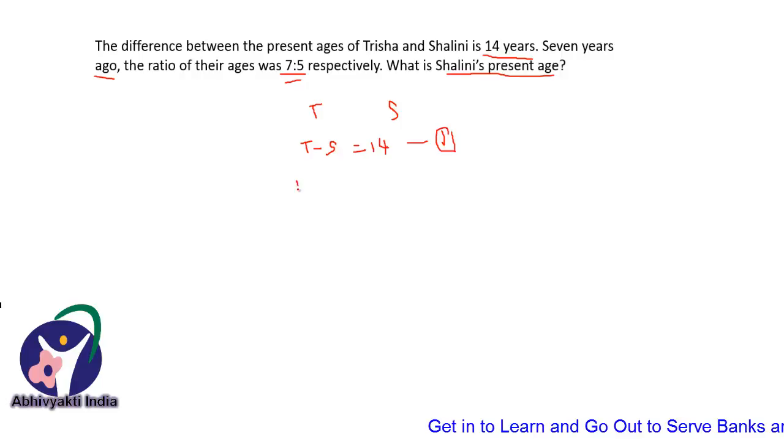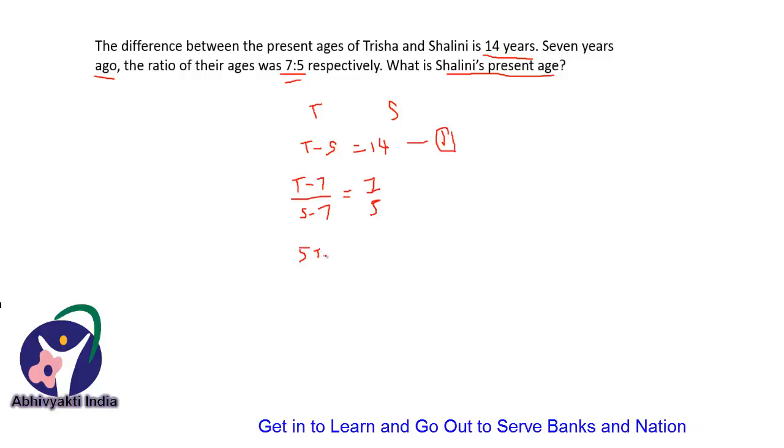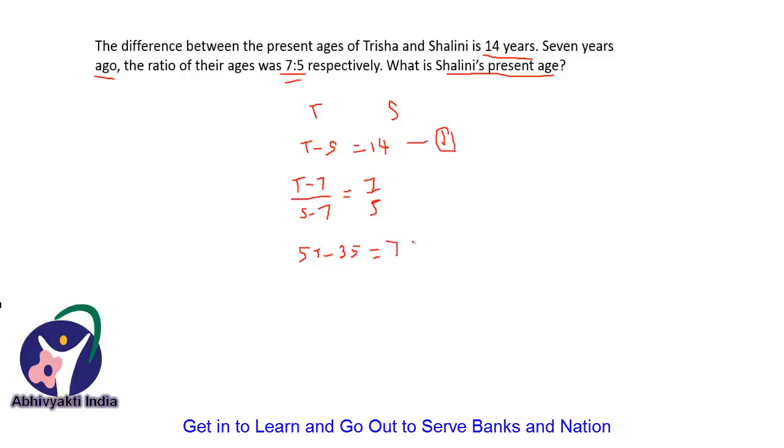So 7 years ago, Trisha's age will be T minus 7 and Shalini's age will be S minus 7, and the ratio of their ages is 7:5. If you solve this, you will get 5T minus 35 is equal to 7S minus 49.